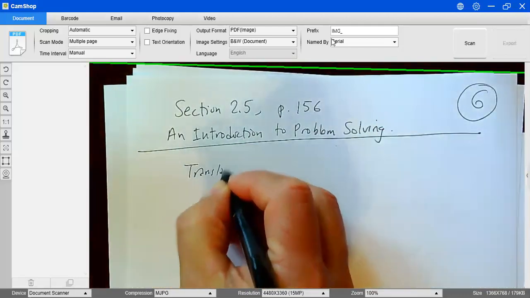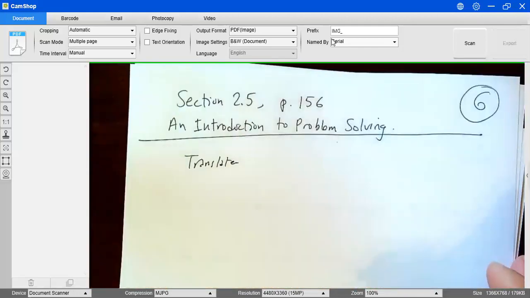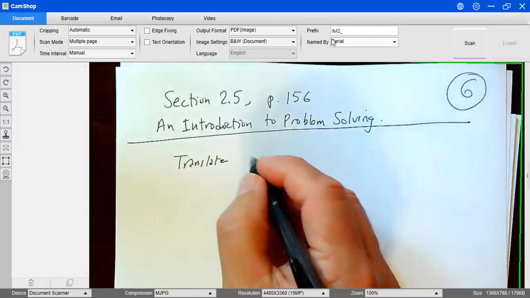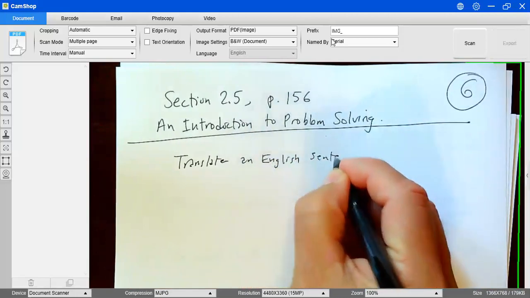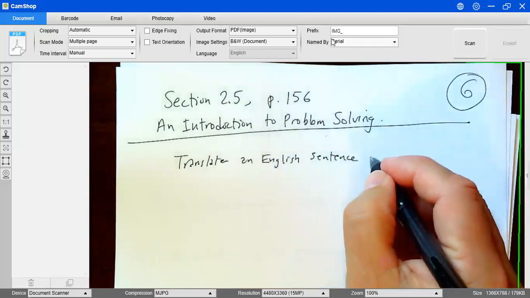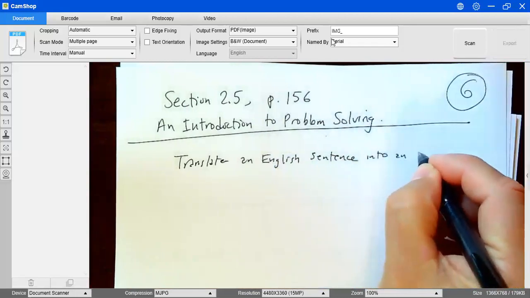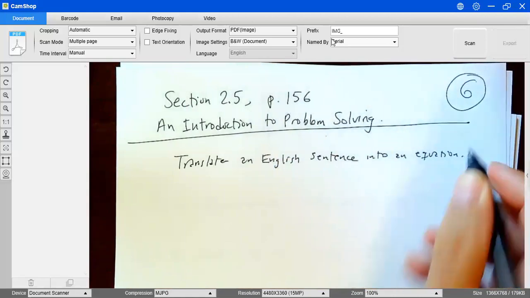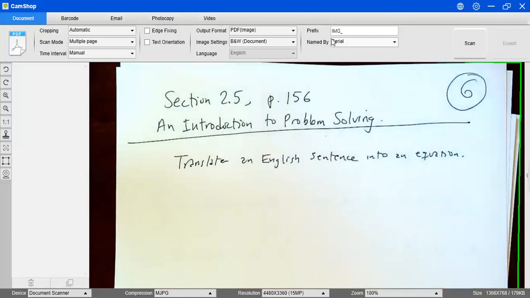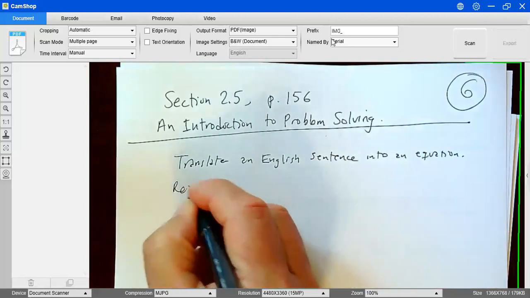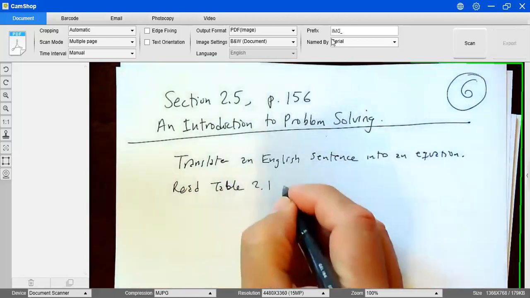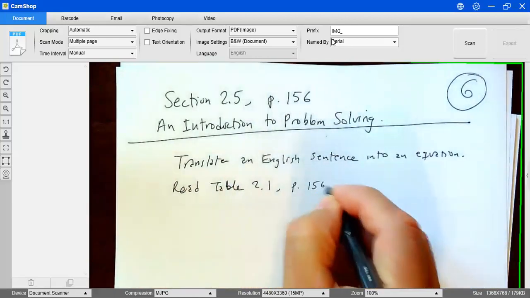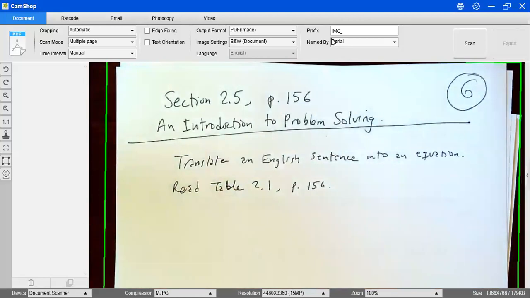We're going to translate an English sentence into an equation. So that's the goal of this chapter. So again, read table 2.1 on page 156. I'm not going to copy the table. It's better if you read it in your book.